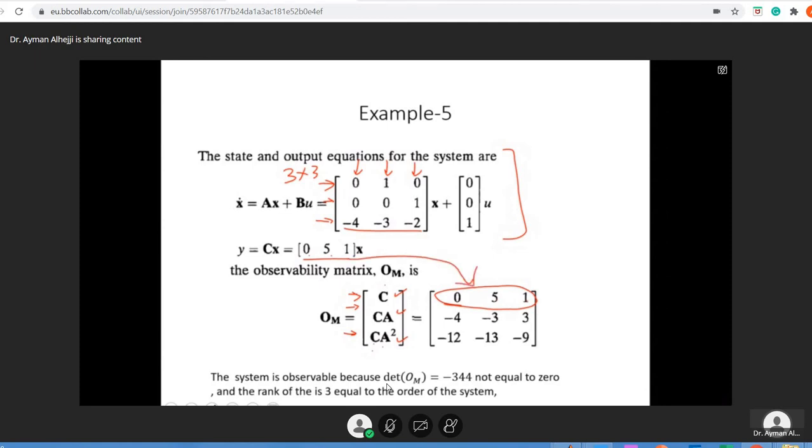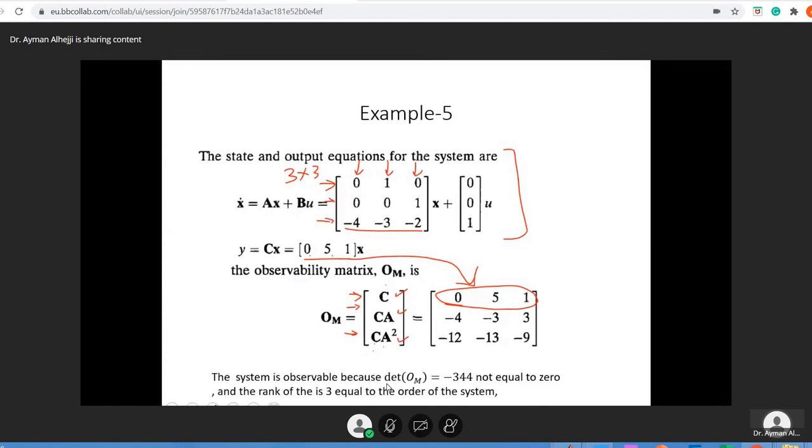Now multiply C times A. It's a matrix computation. 0 times 0, 0; 5 times 0, 0; 1 times minus 4, minus 4. So this is the first element, minus 4. Again, we multiply C times the second column: 0 times 1, 0; 5 times 0, 0; 1 times minus 3, minus 3. So minus 3 will be here.